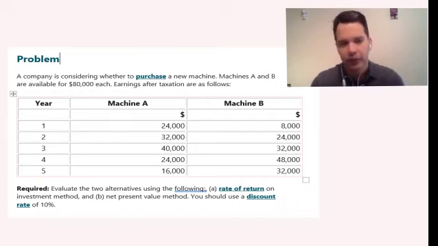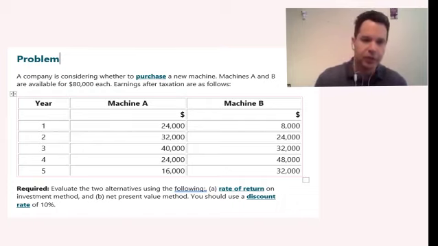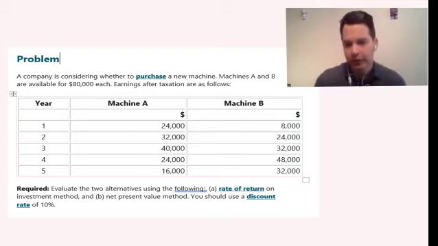Okay, so let's talk about this. What you want to do is evaluate the two alternatives using the following: A, the rate of return on investment method, and B, the net present value method. You should use a discount rate of the standard 10%. These are the particulars of machine A and machine B.